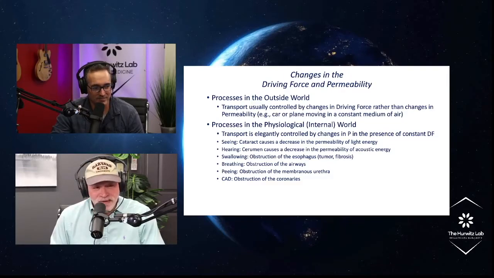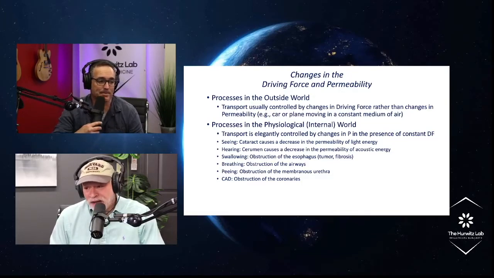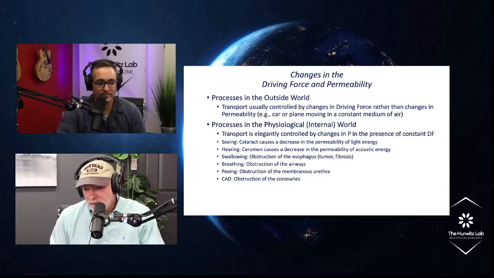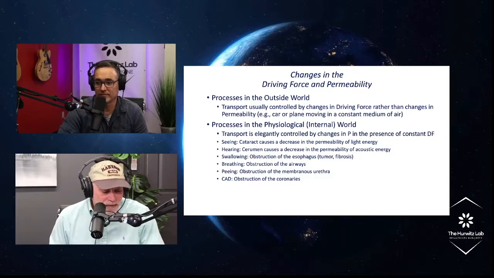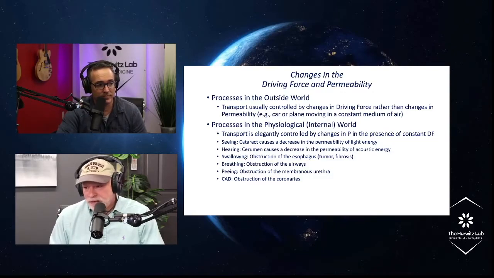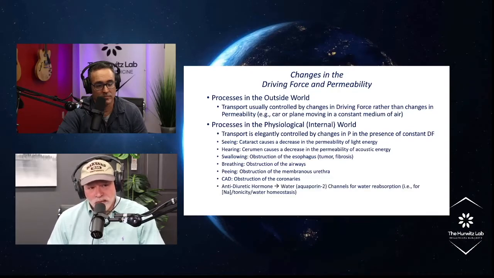Swallowing: anybody who's ever had anything impinge on their esophagus, whether it's a tumor or a fibrosis, knows that; people would dilate the esophagus for fibrosis. Breathing, of course: everybody knows asthma is obstruction, reversible bronchospasm, which causes obstruction of the small airways. And peeing: we've had many, many patients who've had their membranous urethra strangled by their prostate, and that's led to kidney failure. And probably the best example and the most important in terms of mortality is obstruction of the coronary, either by progressive disease or rupture of a thrombus, to cause ischemia and MI.